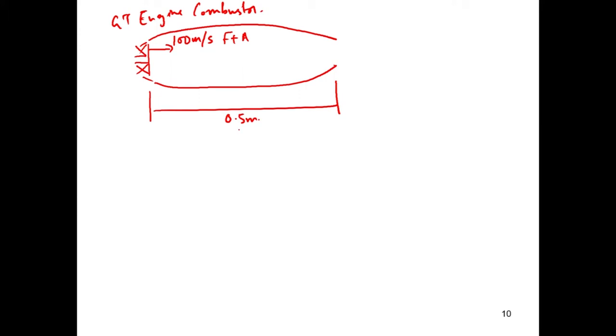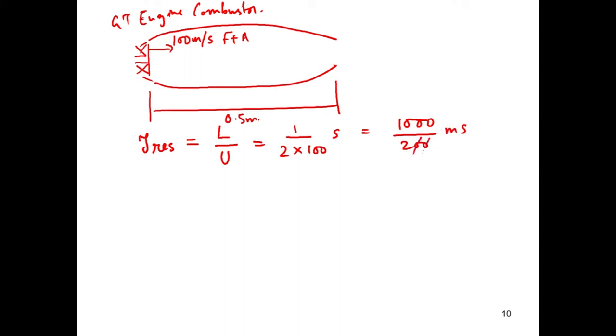and the length of the gas turbine combustor is 0.5 meter, we can find out the residence time scale, tau res, as the length of the combustor divided by the flow velocity. So it is half a meter divided by 100 meters per second. This gives you essentially a time of 1 by 200 seconds, which is nothing but 1000 by 200 milliseconds. So it's about 5 milliseconds.